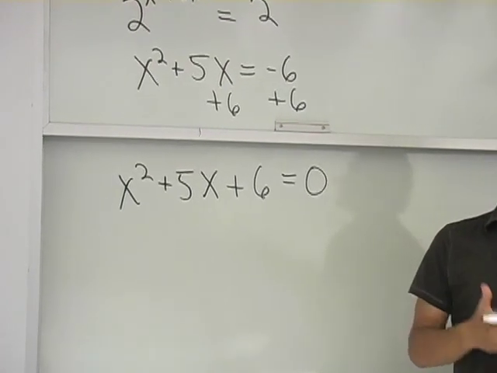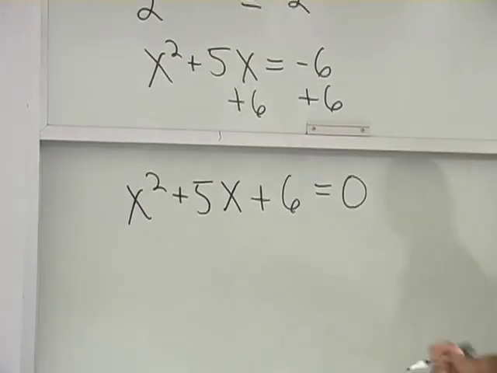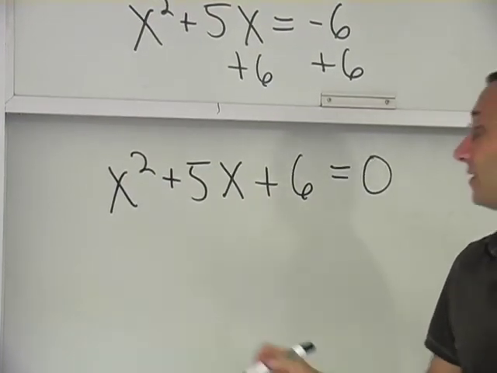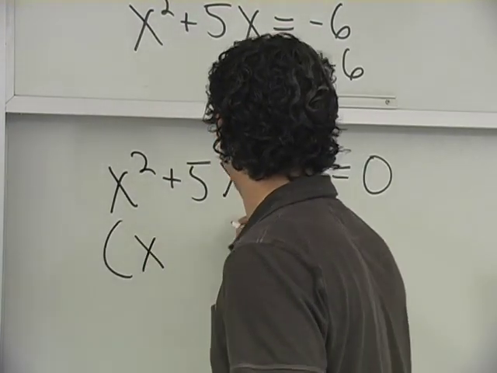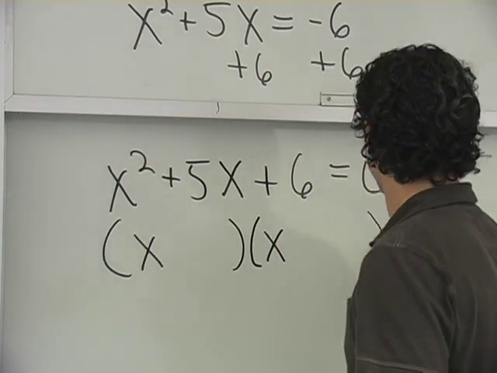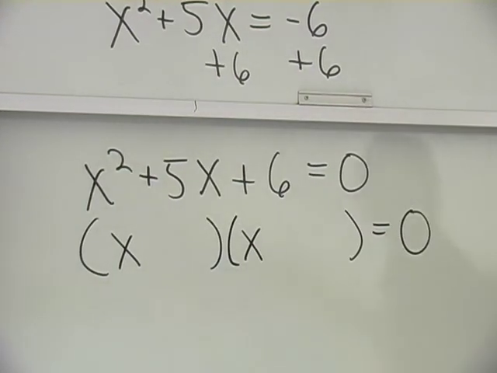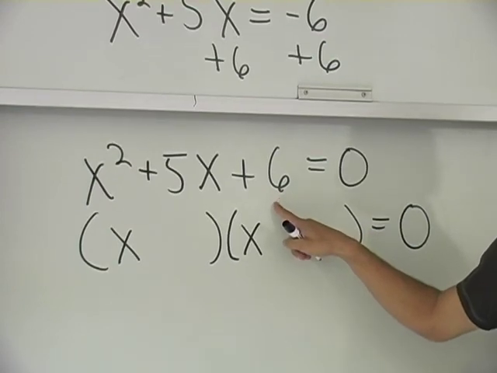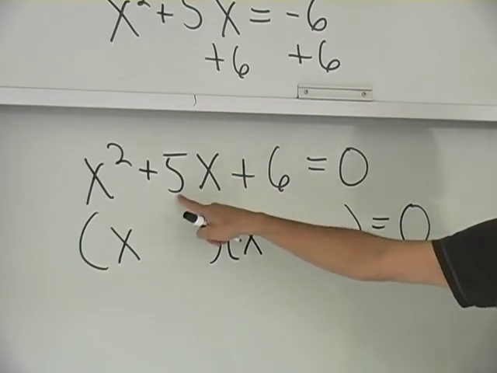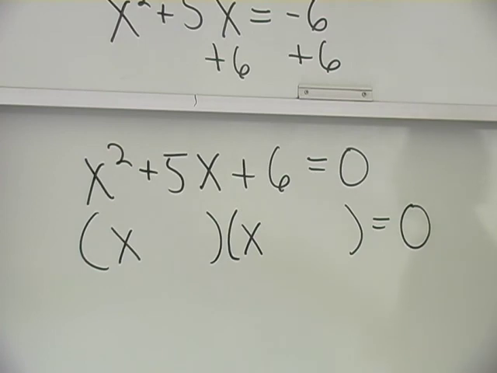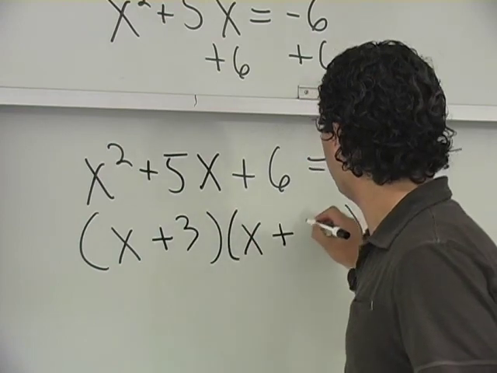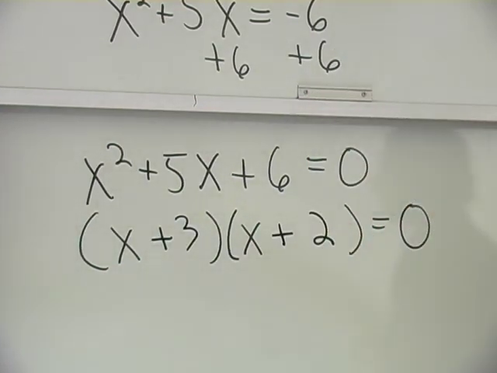We can use the completing the square method. Or what I'm going to do, probably the quickest method in this case, is I'm just going to factor it. So we need two numbers that multiply together to give us 6 and add together to give us 5. So what two numbers are those? Let's see. Those two numbers would be 3 and 2.